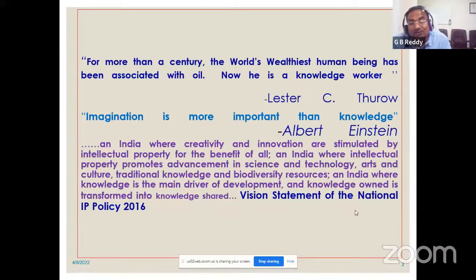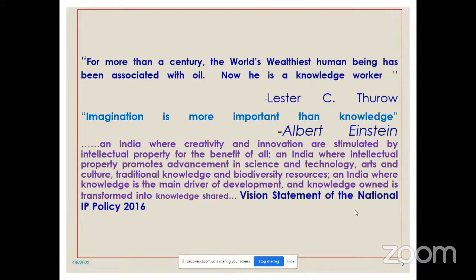Therefore, the analyst says that for more than a century, it was the oil workers who were the wealthiest, and for the first time, a knowledge worker became the richest, because Bill Gates capitalizes or commercializes the knowledge in the form of information technology and related aspects. Then another important aspect is this.